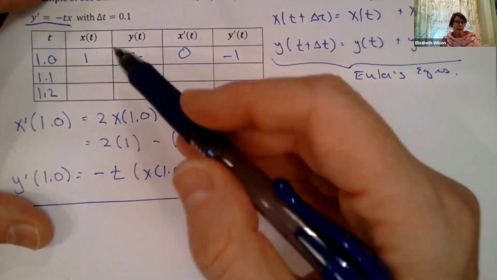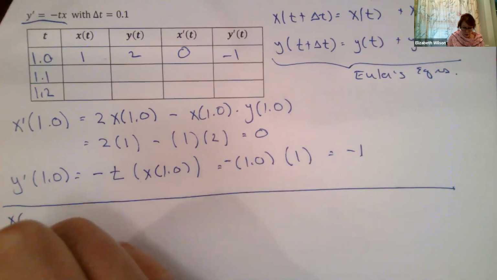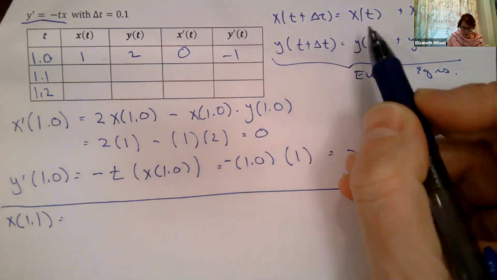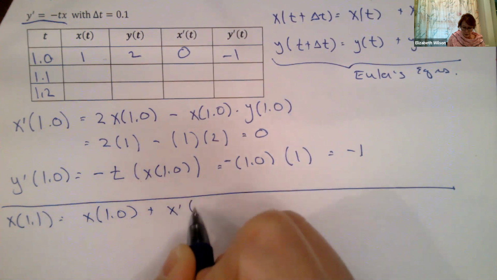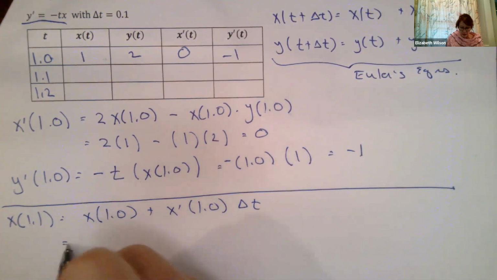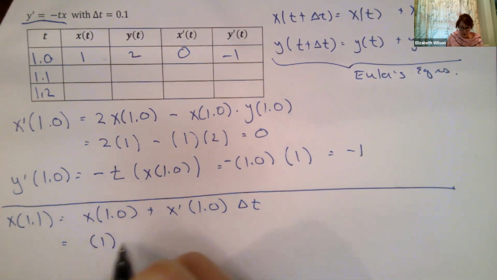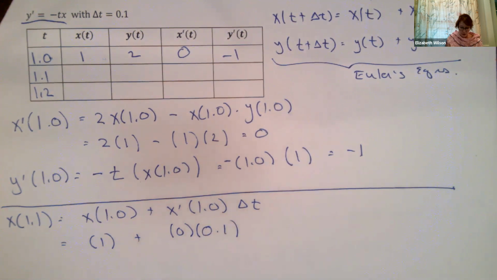To come up with values for x and y. Okay, so let's do it. So x of 1.1 is going to equal x of 1.0 plus x prime of 1.0 times delta t. So let's plug in those values. x of 1.1 is equal to 1 plus x prime 0 times 0.1. So that's just going to equal 1.